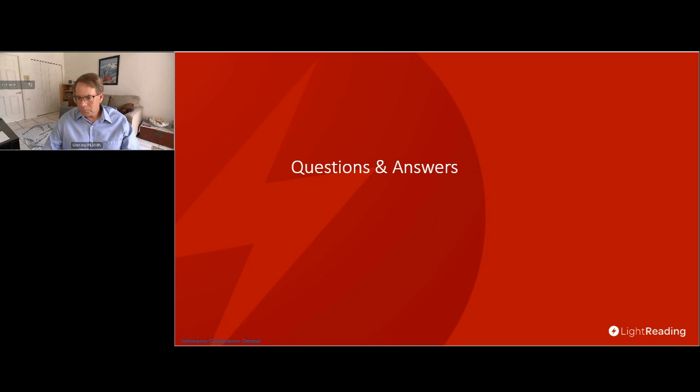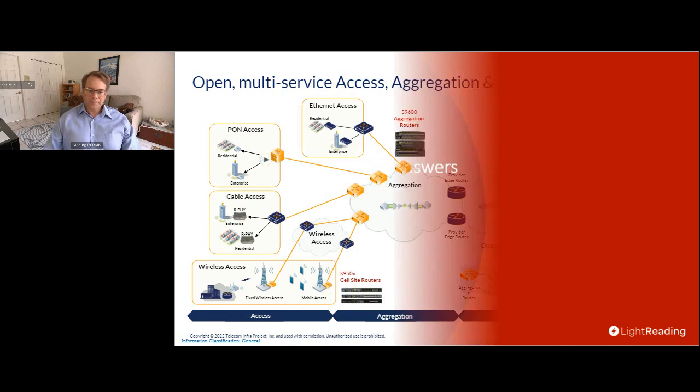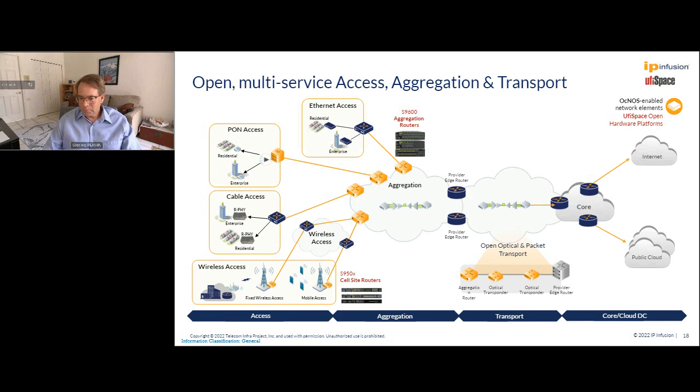Okay. So basically, the secret sauce is in the software. If I give you a box with a certain merchant silicon, the software is the secret sauce to make it an aggregation versus a provider edge. That makes the distinction.